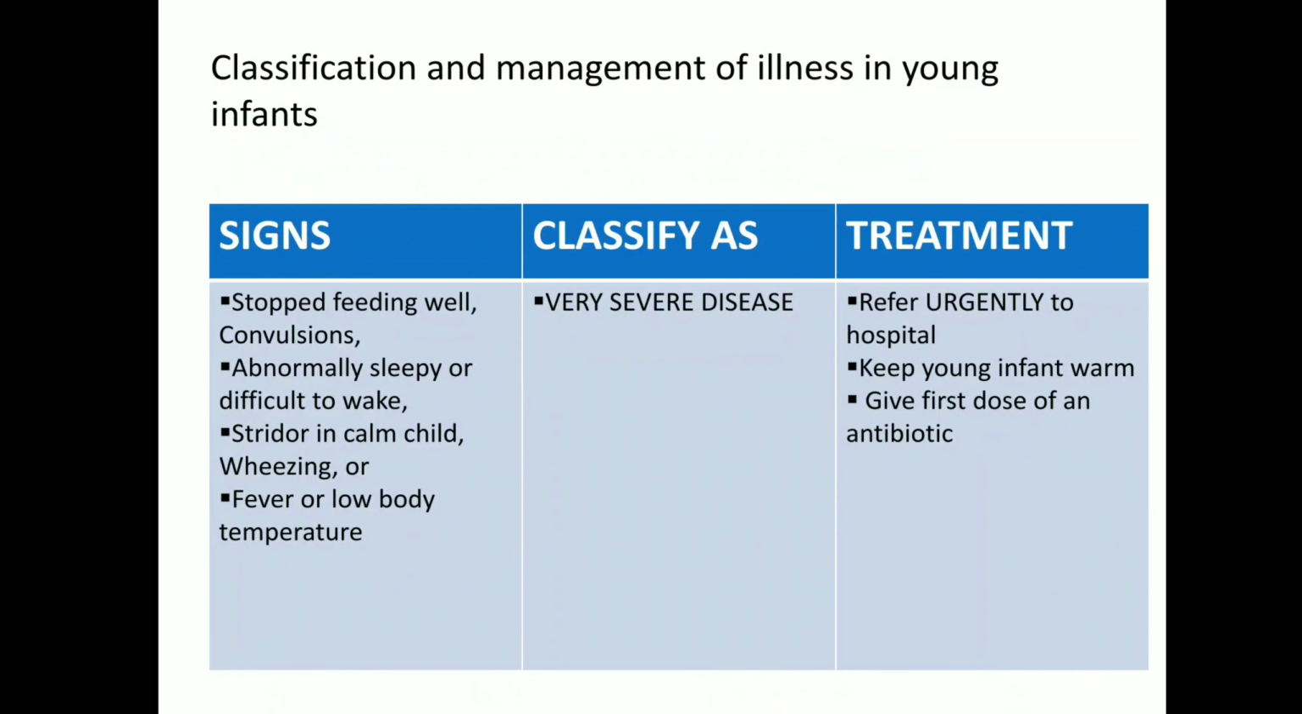So, classification and management of illness in young infants. How can you classify that the child is having very severe disease? In the age group below 2 months of age, if the child is stopping feeding well, if there are convulsions, if there is abnormal sleepiness or difficulty to wake, if there is stridor in a calm child, if there is wheezing, and if there is fever or low body temperature in a child, then you can classify that the child is having very severe disease.